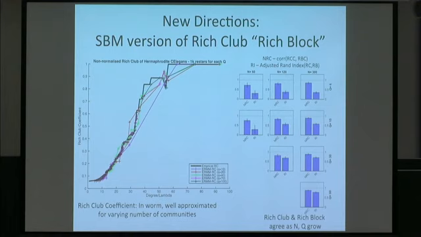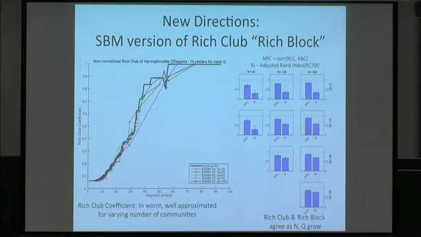Okay, so I'm almost out of time. I just want to say some of the new directions we're pursuing with this. The people that do graph theory are very interested in one measure, which is called rich club. And so we're developing a method of rich block that basically implements this. We're using the stochastic block model to implement a version of that measure.